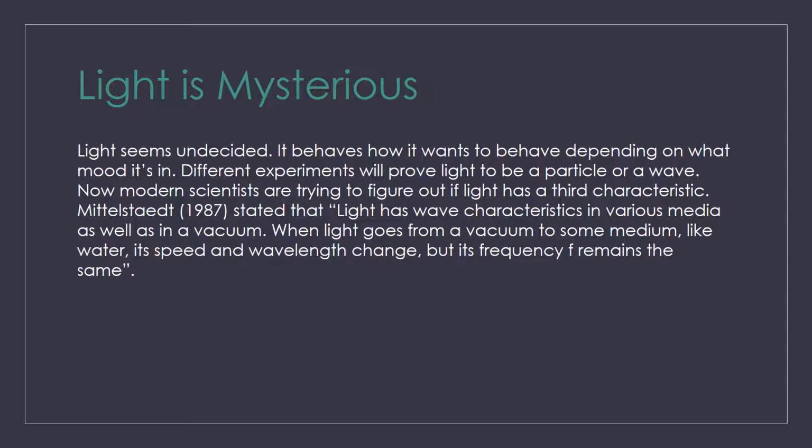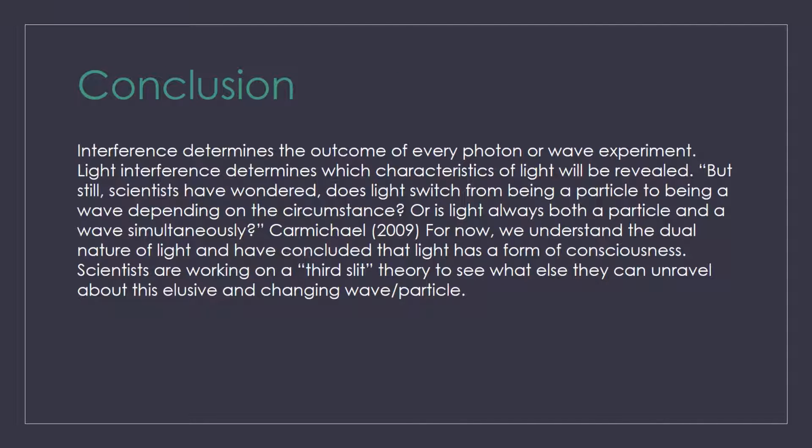Light has wave characteristics in various media as well as in a vacuum. When light goes from a vacuum to some medium, like water for example, the speed and wavelength will change, but the funny thing is the frequency, which is f, will stay the same. For the medium to change but the frequency to stay the same is sort of mysterious. We're not sure how light controls that.